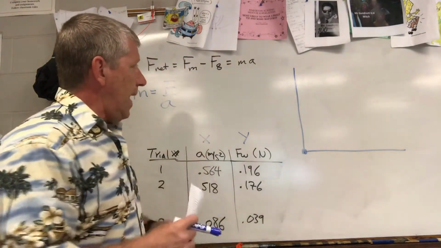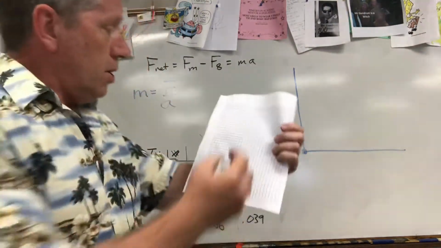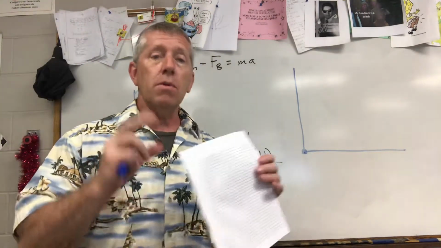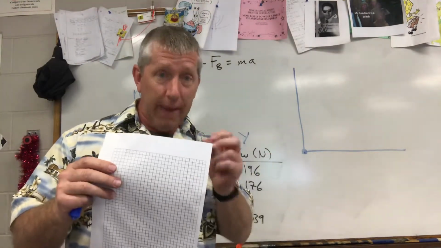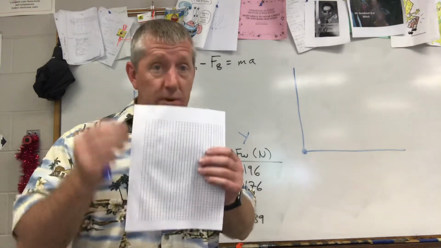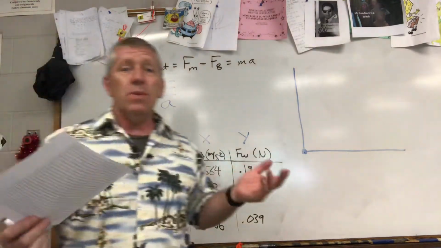Okay, so let's go ahead. We're going to graph your data. You're going to take your graph paper. Remember, using graph paper, use as much of the graph paper as possible. It'll lessen your error if you make one. Small errors on big graphs are small. Small errors on small graphs are big. So use the graph paper. I am not going to tell you what scale to use.